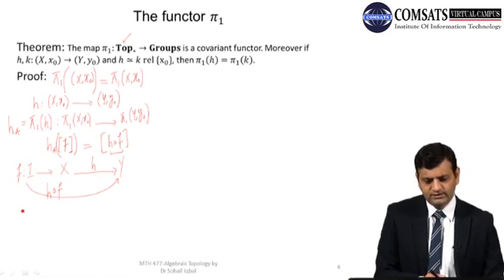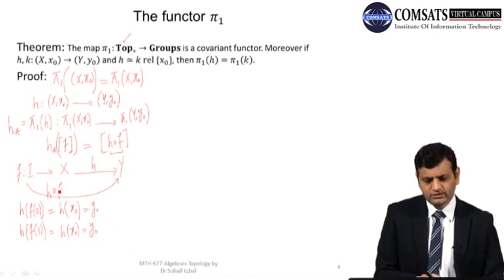So is it a loop? Let's see. First apply this function at 0. What is h of f of 0? f of 0 is x0, and we know that h of x0 must be equal to y0. Similarly, let's see what is h of f of 1. What is f of 1? f of 1 must be equal to x0 because it's a loop. So this is equal to y0.